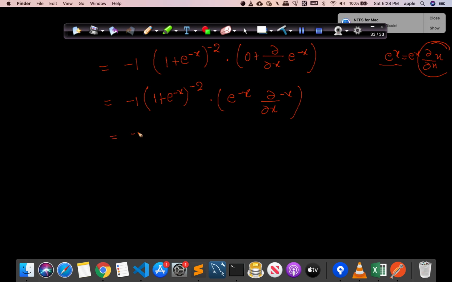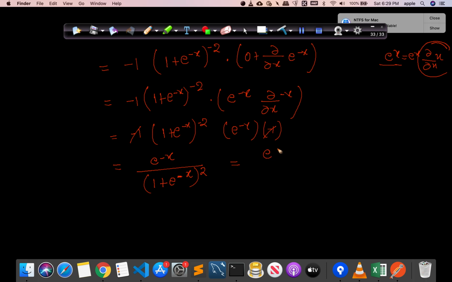So this can be written as minus of 1 plus e to the power of minus x, that is minus 4, that is a power of minus 2, and then this will be e to the power minus x multiplied by minus 1. So this minus 1 and this minus 1 will get cancelled, and then what we will have is e to the power of minus x divided by 1 plus e to the power of minus x, whole square. I think this is clear till now.